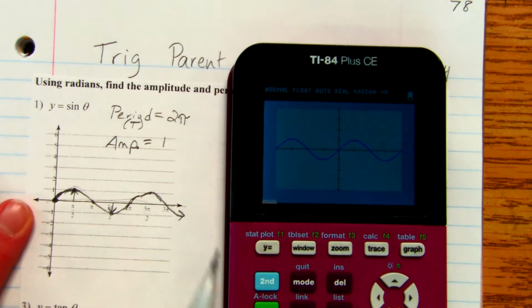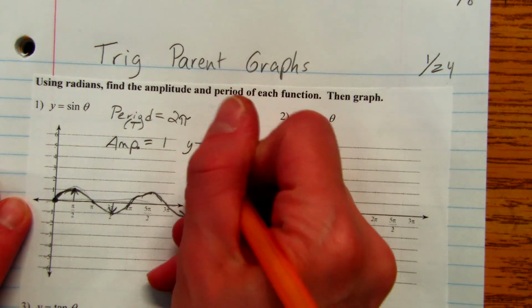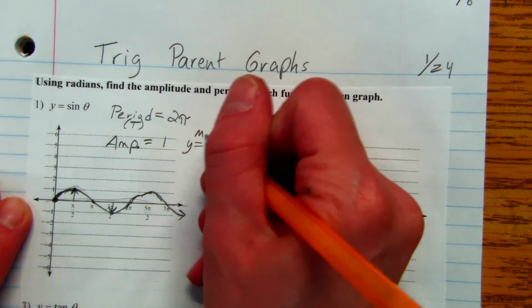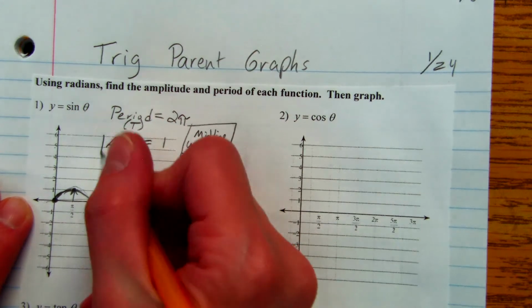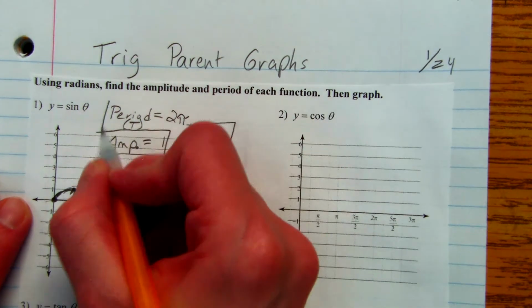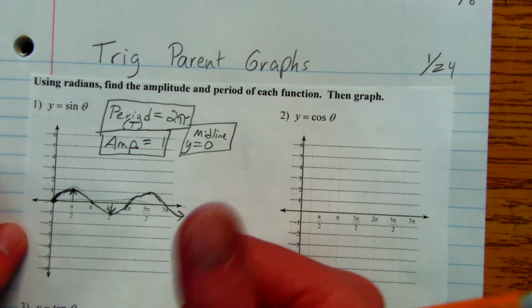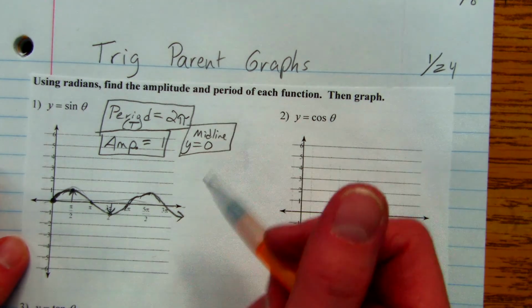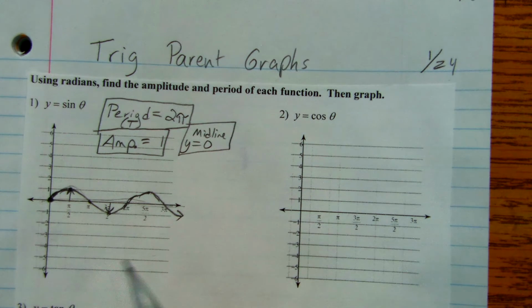How would you write that midline? The midline, you could write y equals 0 if you were required to do that. If it hasn't been moved up or down, it's not such a big deal because you could just say x-axis. That'd be the easiest way to tell you where it's at. But it would be y equals 0 if you wanted an equation for the midline.